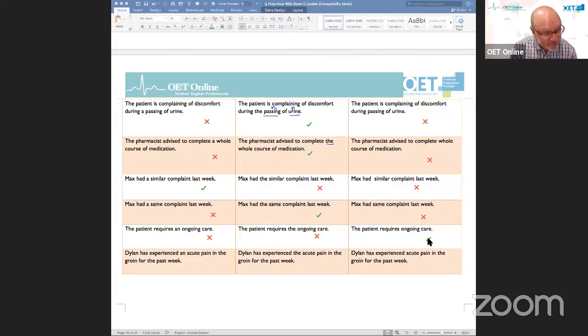Dylan has experienced an acute pain in the groin for the past week. Same rule here. An acute pain. Which do we accept? Dylan has experienced the acute pain, so it's definitely not the middle one. Dylan has experienced acute pain. Now, for me, this is a personal preference. I prefer this. But if you put has experienced an acute pain, if I was your teacher, I wouldn't mark you wrong there. I would accept it because it's in use. I'm going to give this one 5 ticks. Maybe I'll give this one 3 ticks, right?